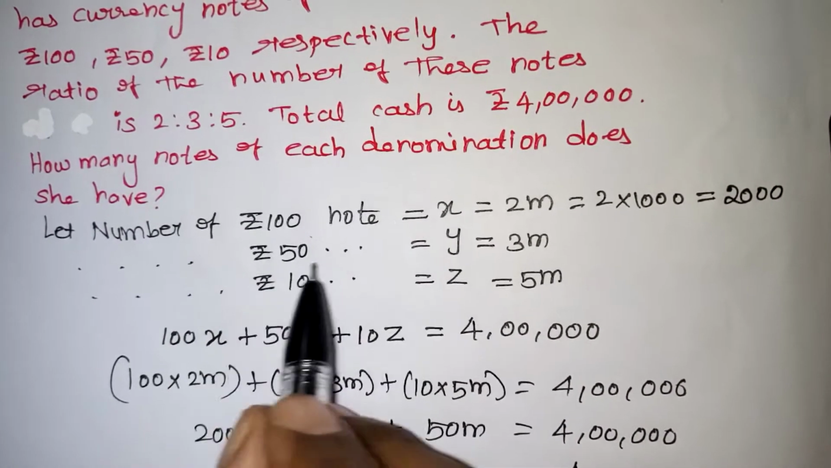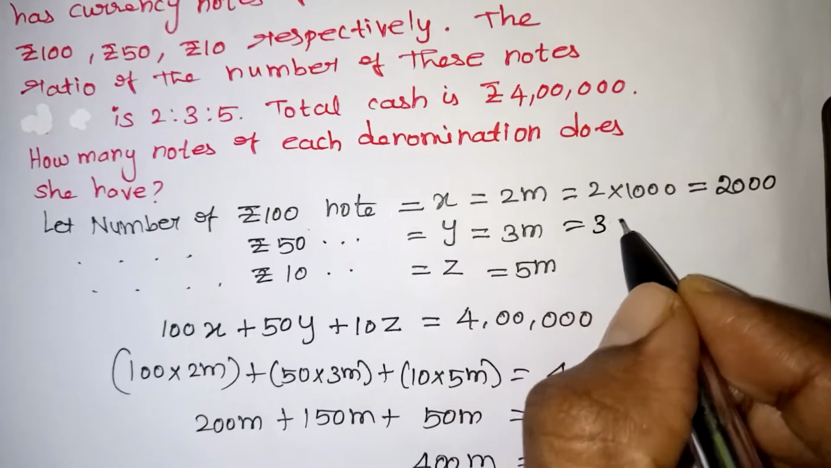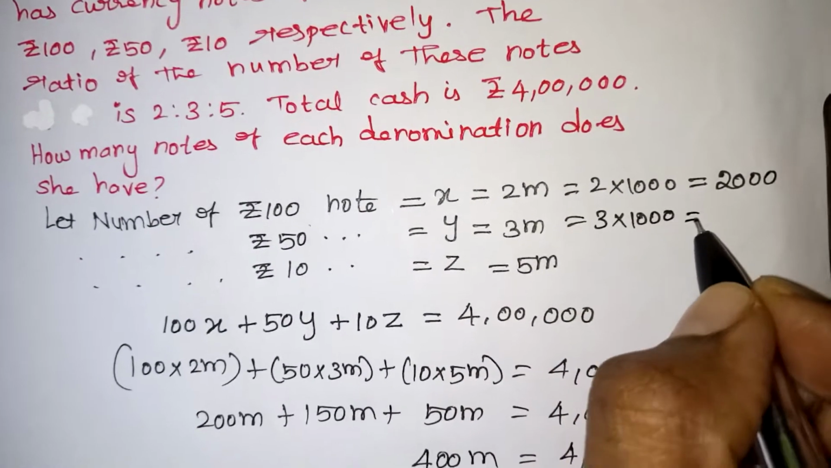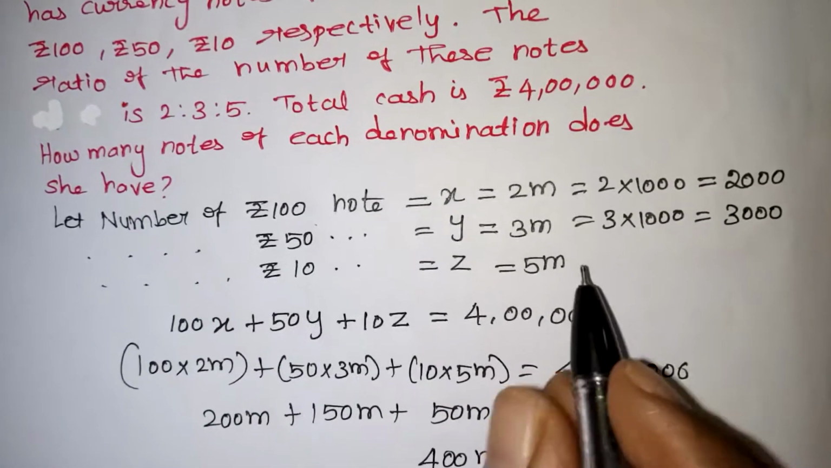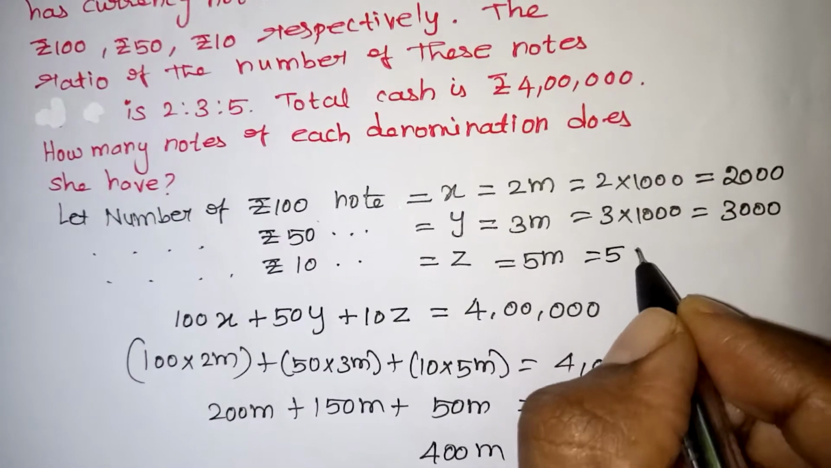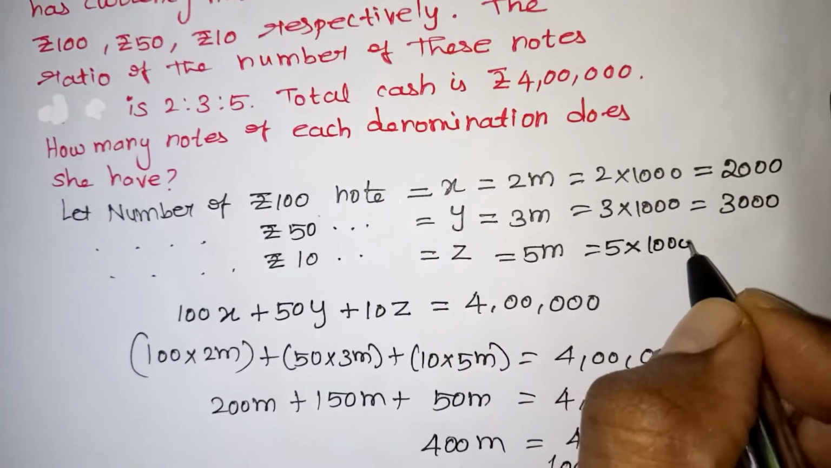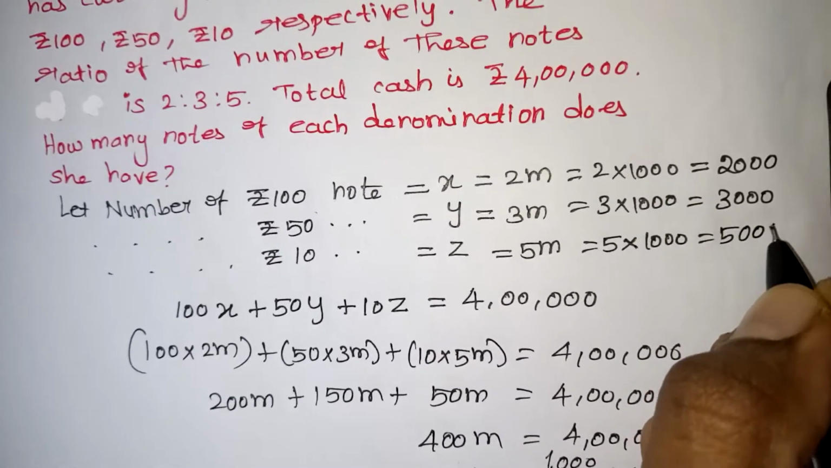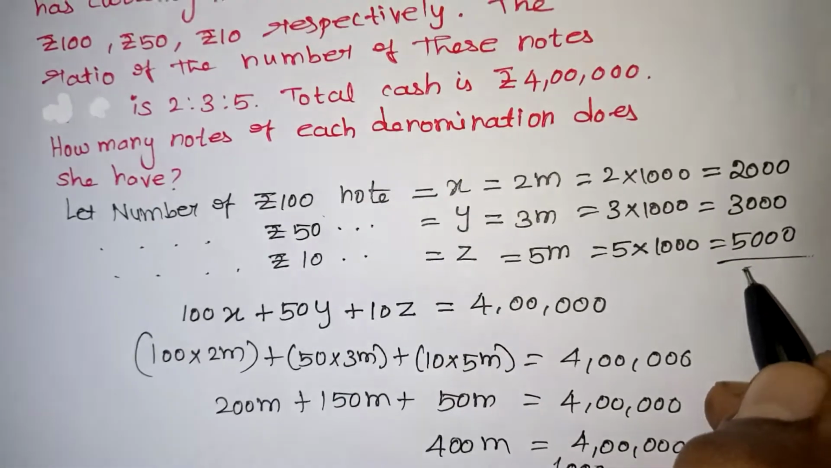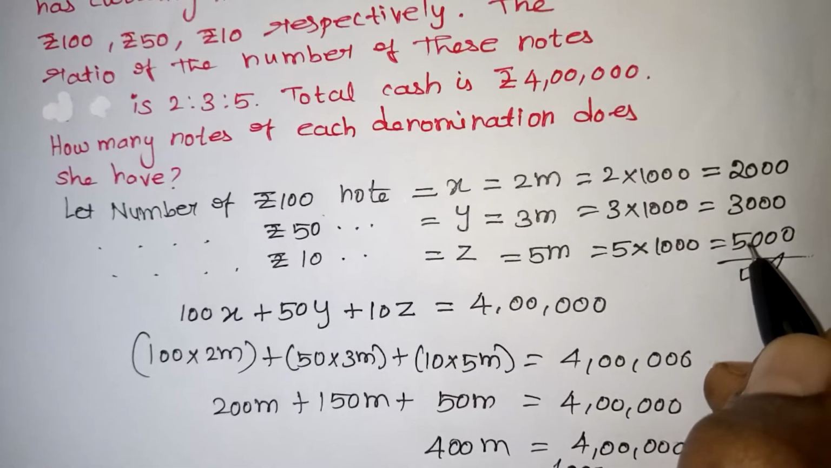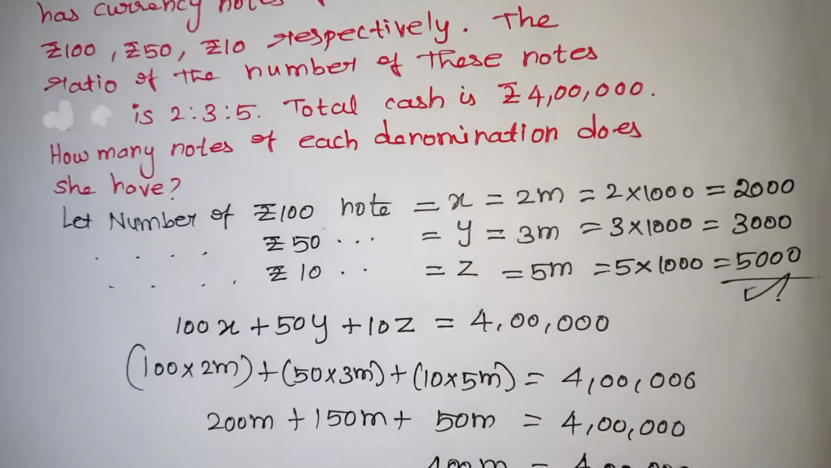So the number of 50 rupee notes is 3m. That is 3 into 1000. That will be definitely 3000 notes she will be having. So the number of 10 rupee notes she will be having is 5m. That is 5 into 1000, which will be 5000 notes. So the number of notes in each denomination will be 2000, 3000 and 5000. That is your final answer. We'll move on to the next problem now.